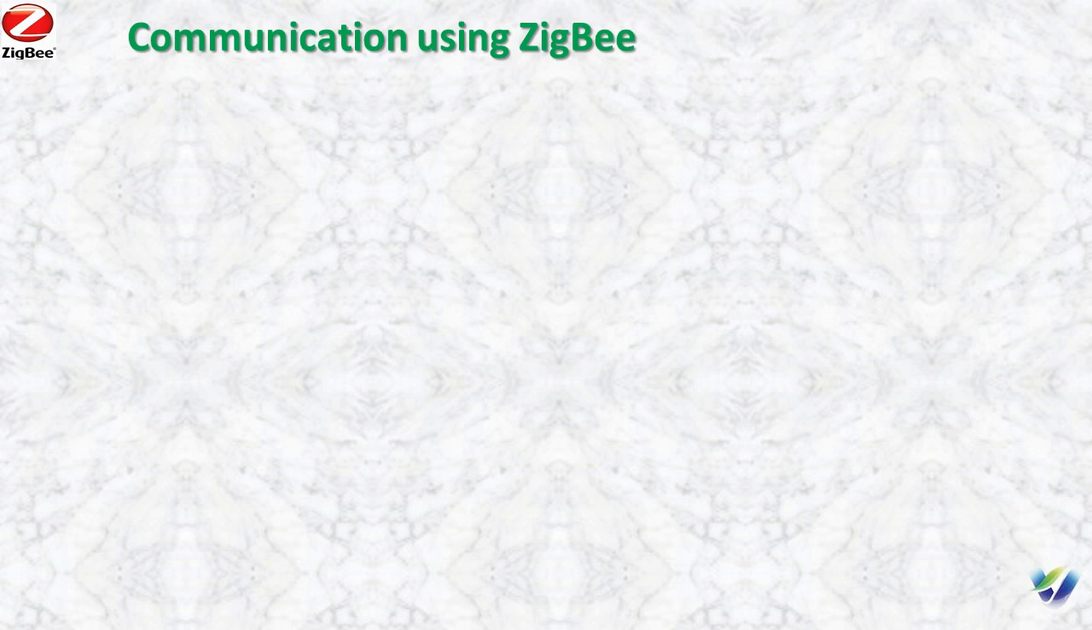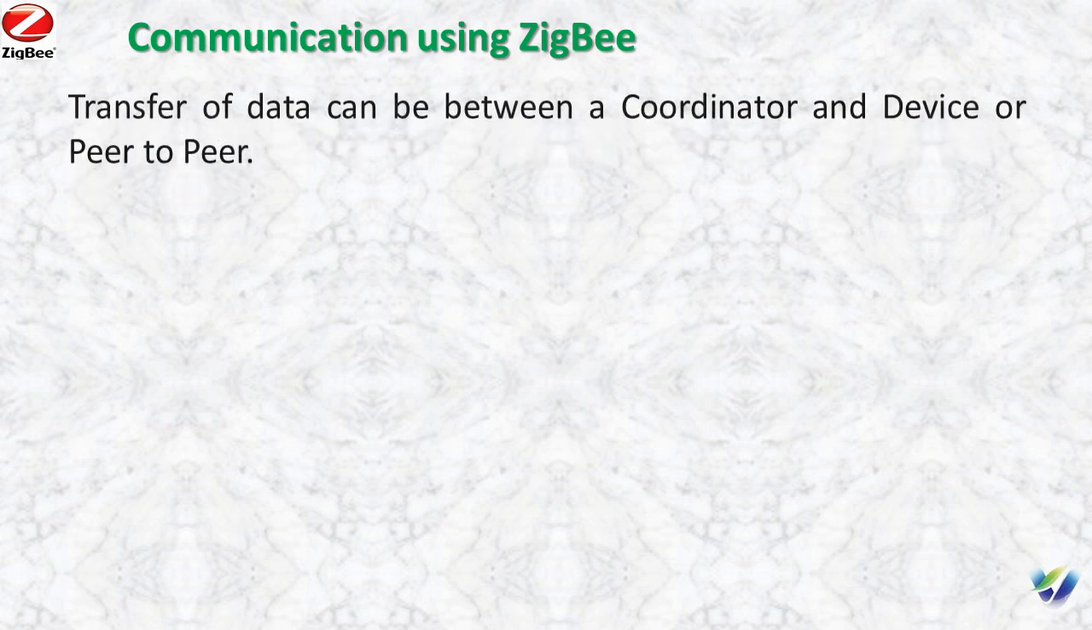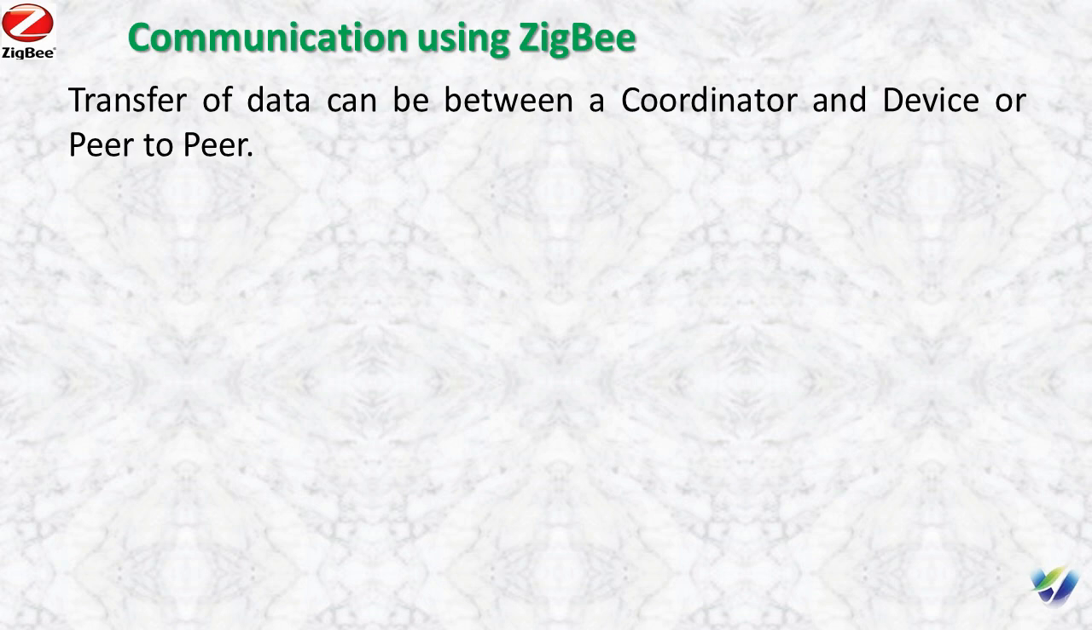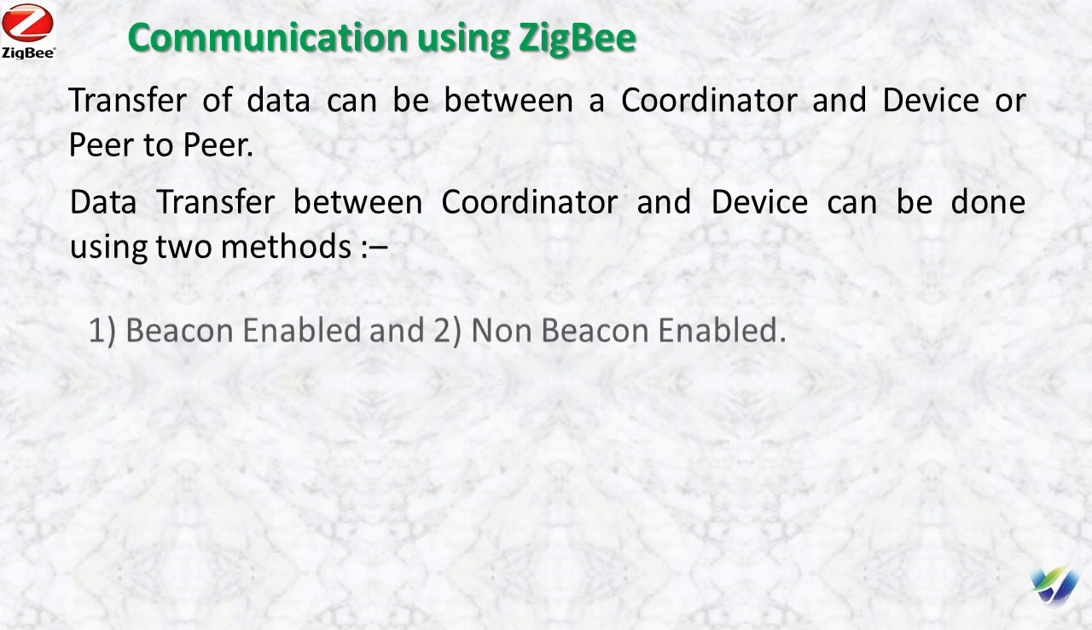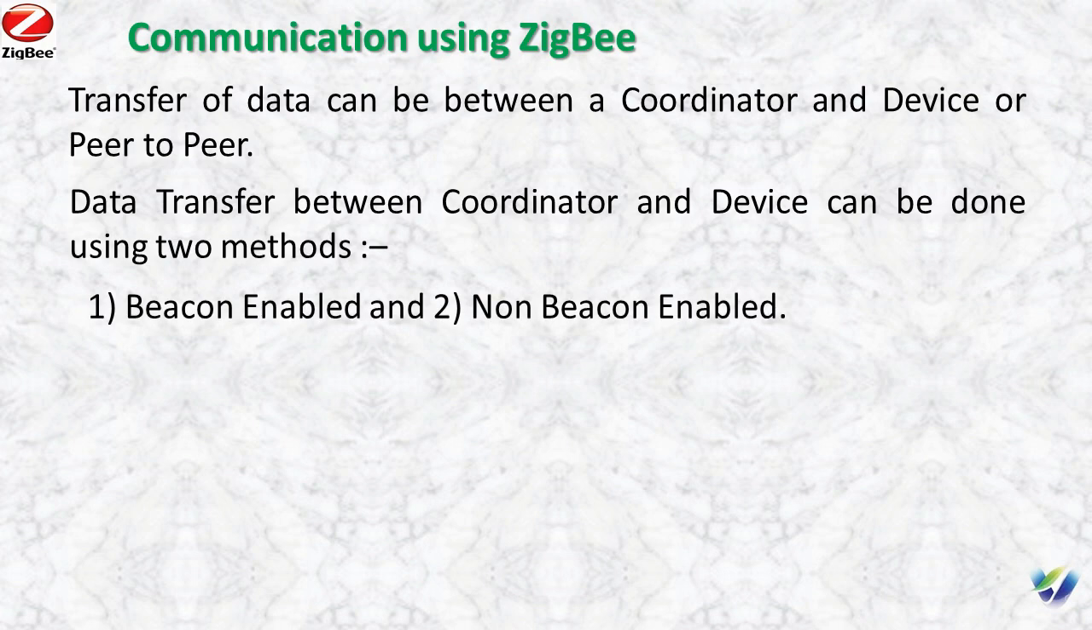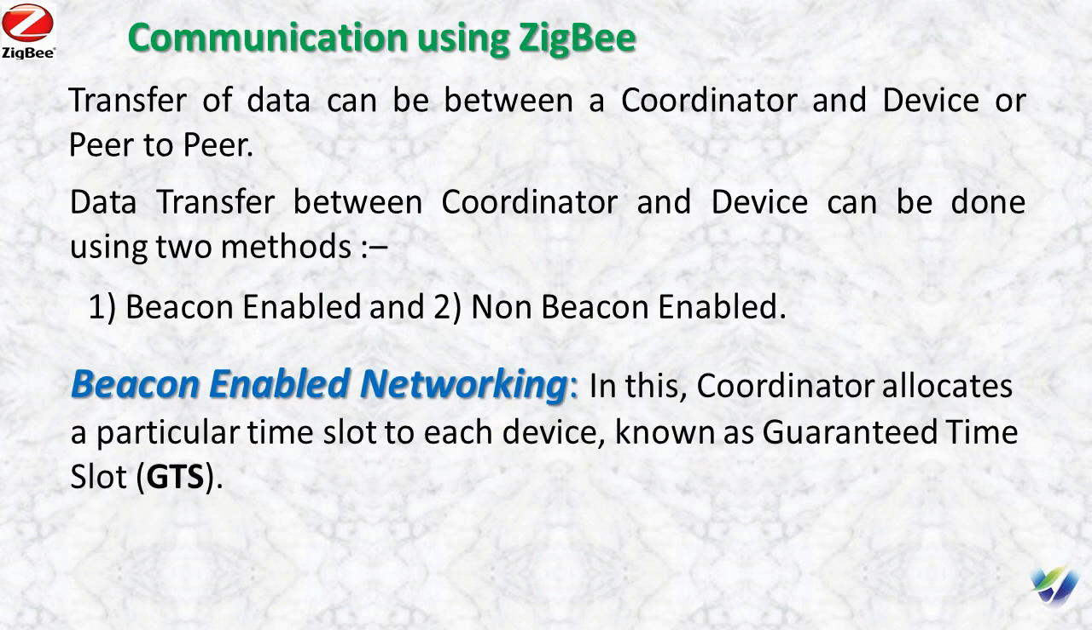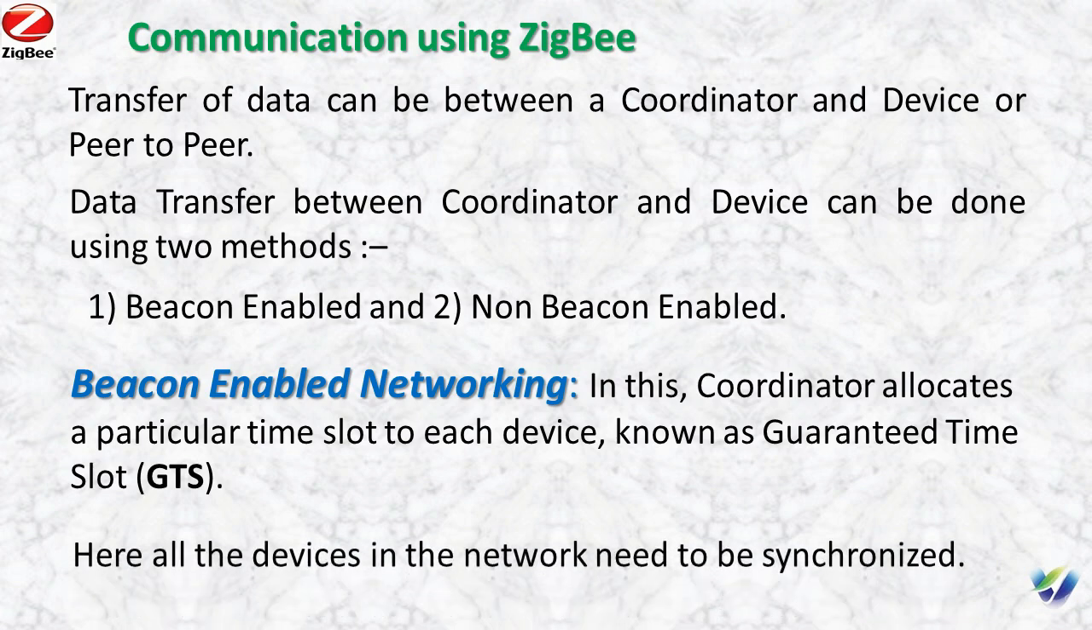Communication using ZigBee. Transfer of data can be between a coordinator and device or P2P. Data transfer between the coordinator and end device can be done using two methods. One, beacon enabled, and number two, non-beacon enabled. Beacon enabled networking. In this, the coordinator allocates a particular time slot to each device, known as guaranteed time slot, GTS. Here all the devices in the network need to be synchronized.